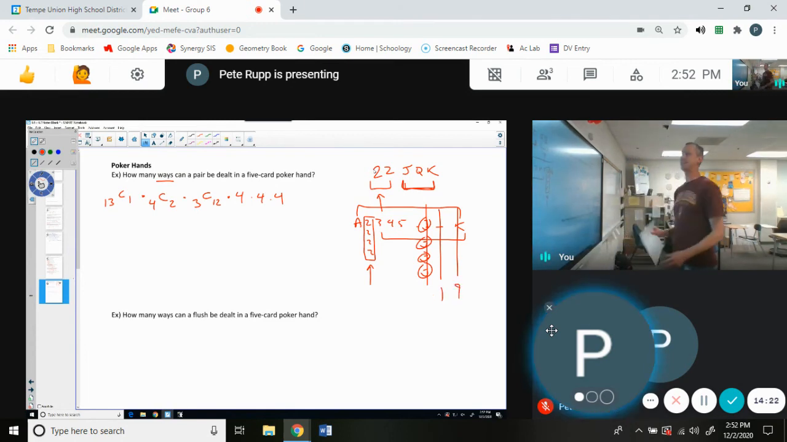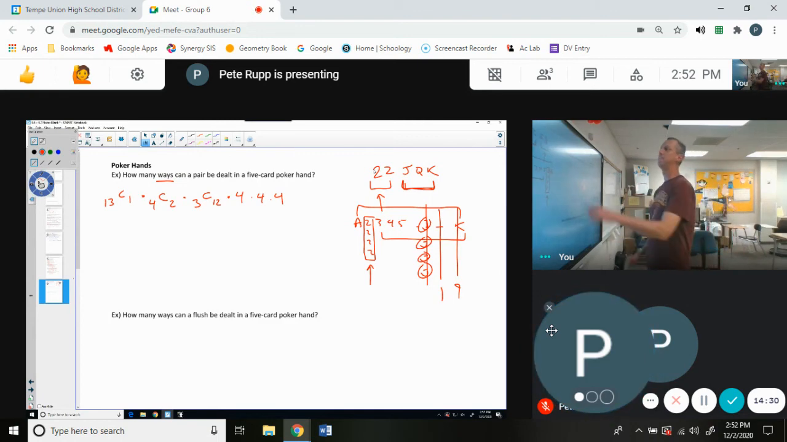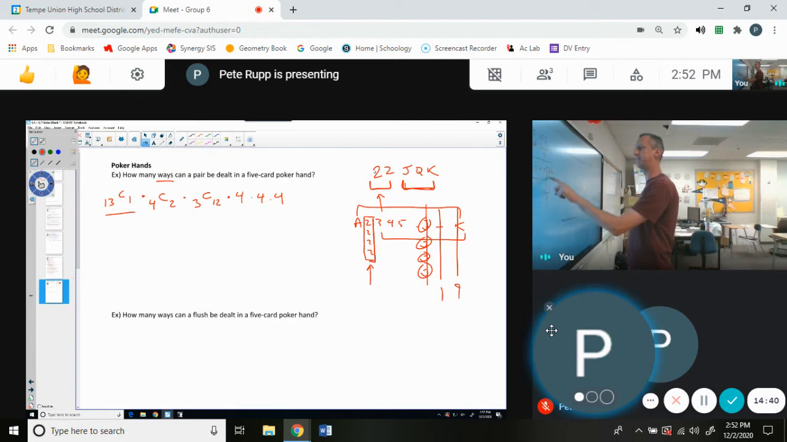So that right there is a super tricky thing to do. You need to look at the overall hand and start breaking it down by what's unique. So to recap, out of all the 13 types of cards, I'm going to pick 1 that I want a pair of. So that's 13 choose 1. Now that I've selected that 1 type, in this case 2s, there are 4 2s and I want 2 of them because I need a pair. So that's where your 4 choose 2 comes from.